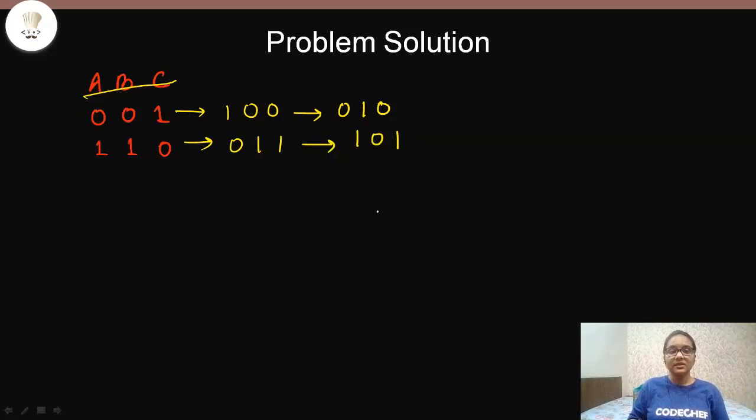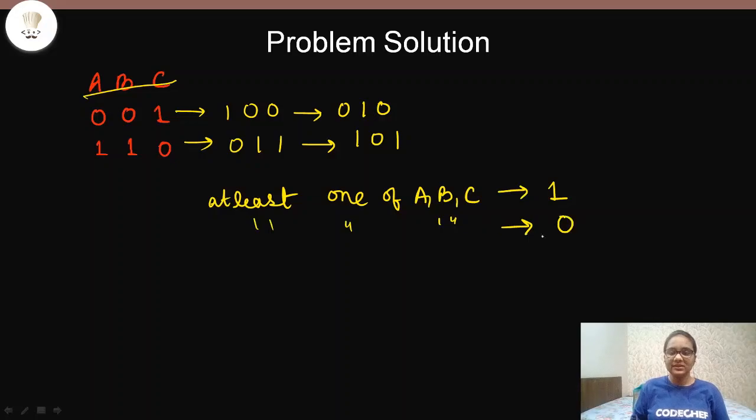Why? Because we need that out of A, B and C, at least one of A, B or C must be equal to 1, and similarly at least one of A, B and C must be equal to 0. This is our requirement. Only then we'll have 1 left shoe and 1 right shoe. So now how can you check that?